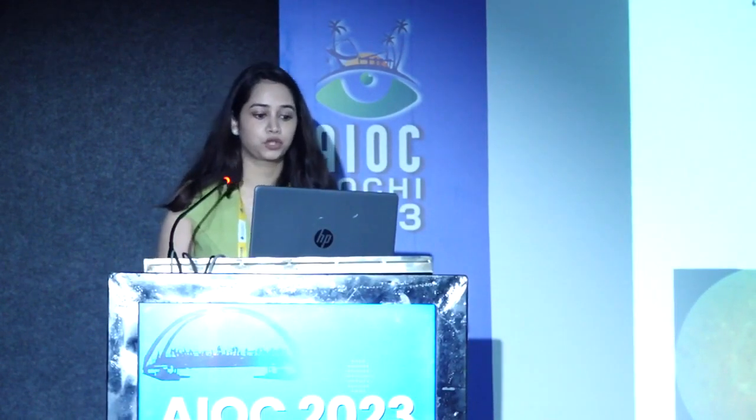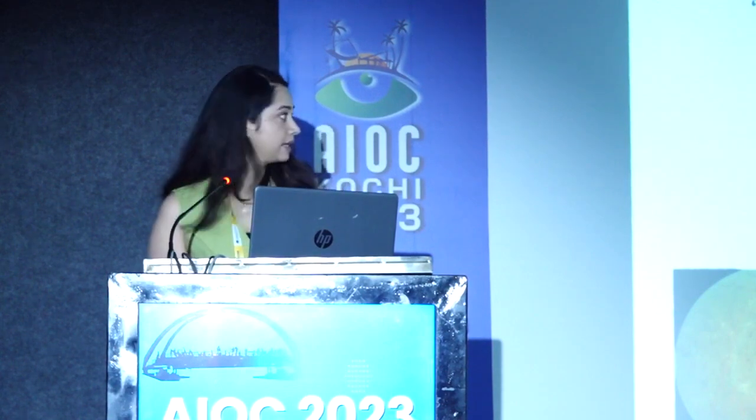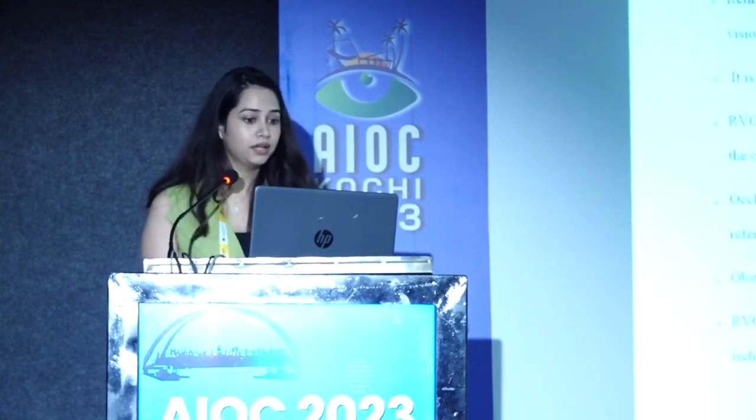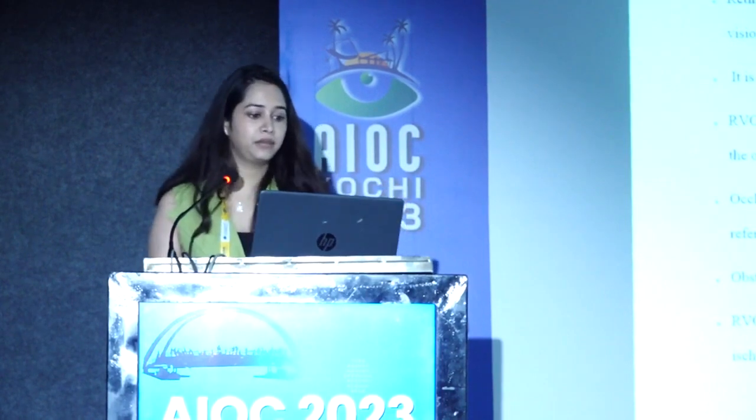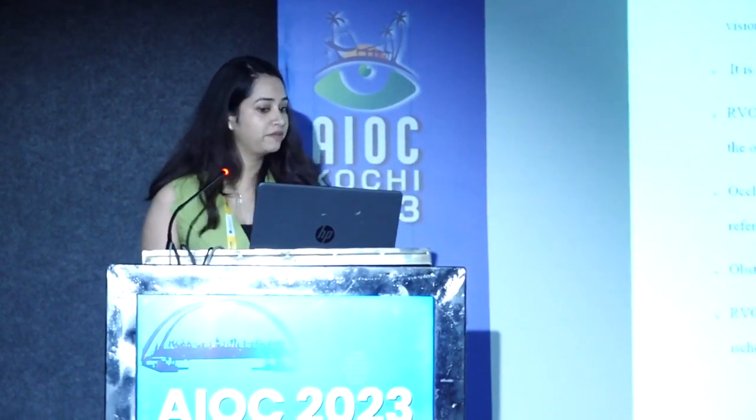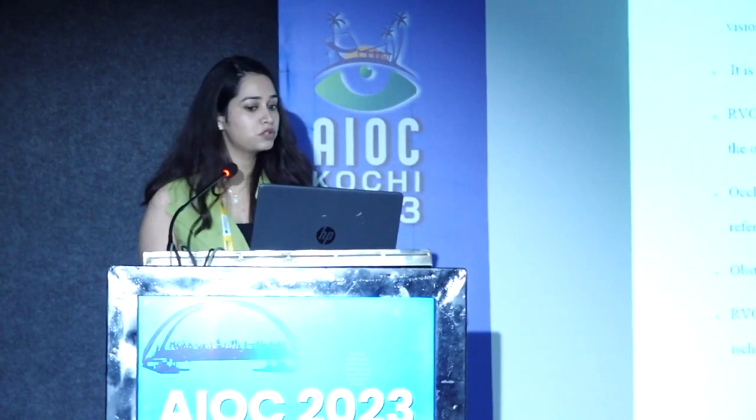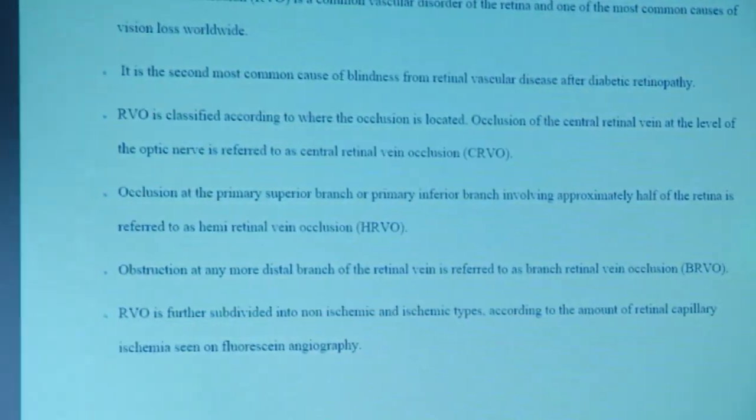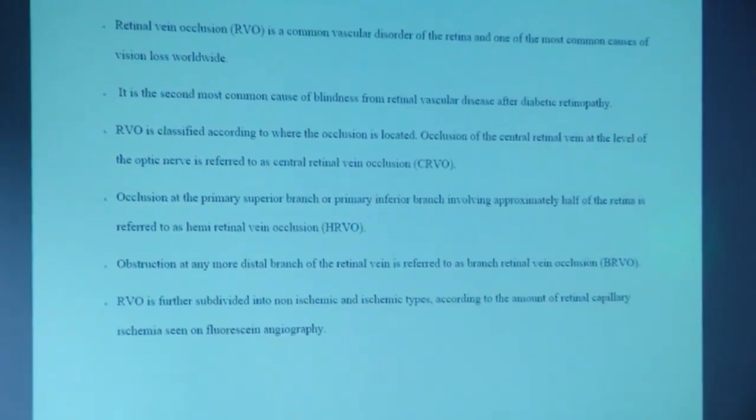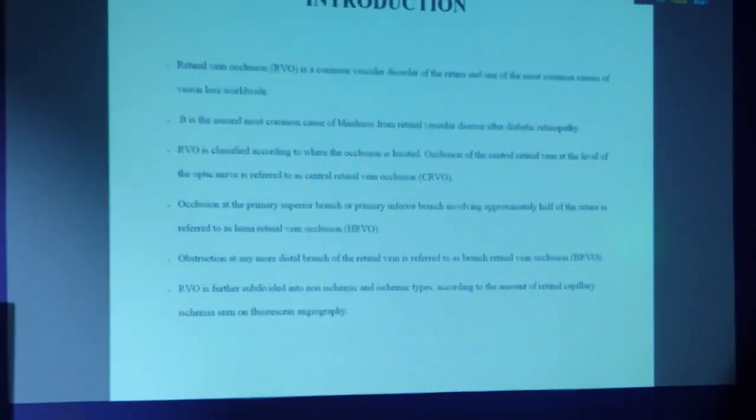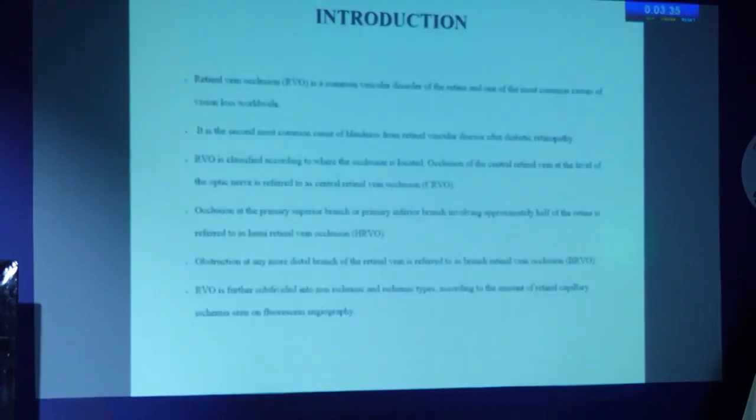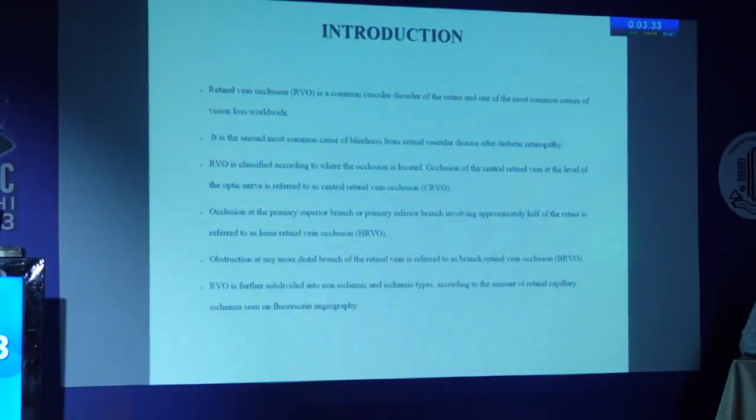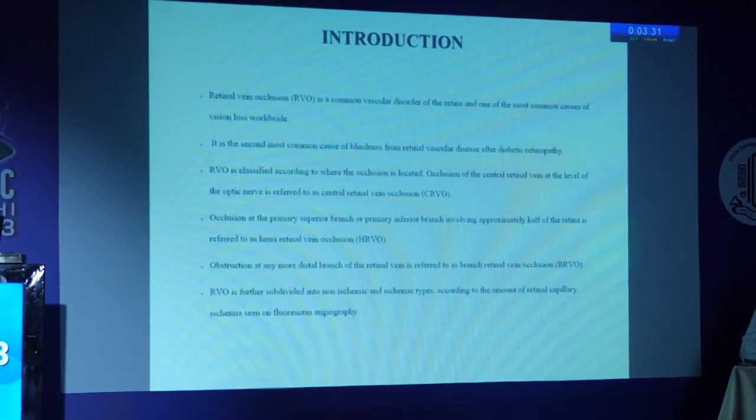I'll be presenting SD OCT based imaging biomarkers for visual prognosis in eyes with macular edema secondary to retinal vein occlusion. Coming to the introduction, briefly, retinal vein occlusion is a common vascular disorder of the retina and one of the most common causes of vision loss worldwide. It is the second most common cause of blindness from retinal vascular diseases after diabetic retinopathy. Occlusion can be divided into central retinal vein occlusion or hemiretinal vein occlusion depending upon the site of occlusion.